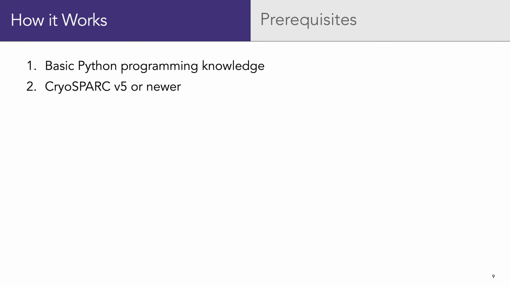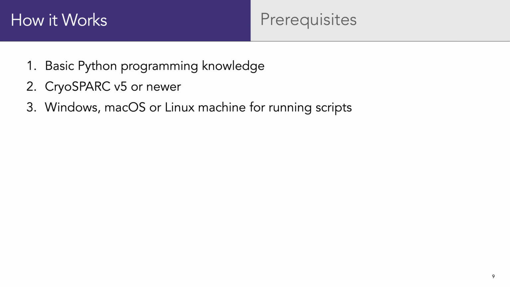So before working with CryoSPARC Tools, you need some basic Python programming knowledge. If you haven't done scientific programming with Python before, we've linked some resources in the description that you can take a look at. You'll also need CryoSPARC version 5 or newer, and you'll also need a Windows, macOS, or Linux machine for running scripts. Now, CryoSPARC itself can only run on Linux, but CryoSPARC tool scripts can run on any modern operating system that has access to your CryoSPARC instance, including the same machine.